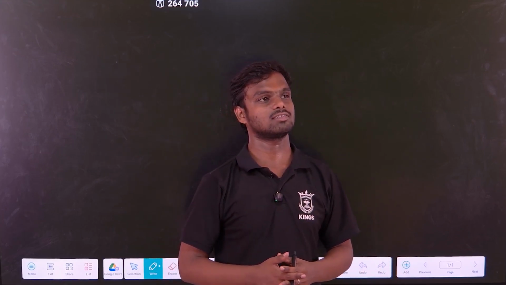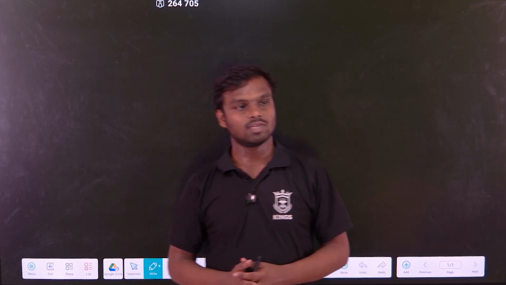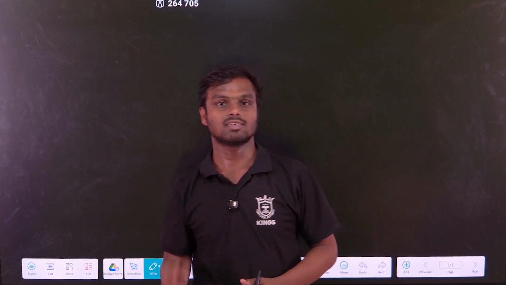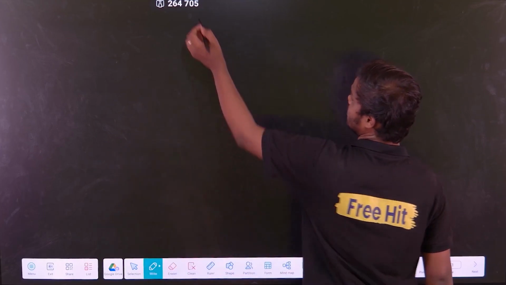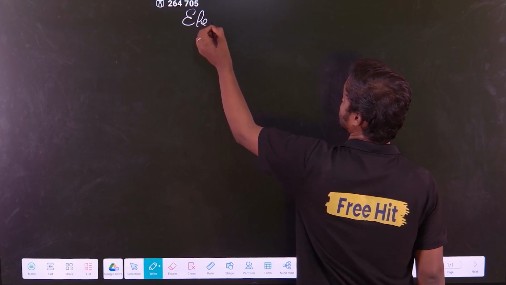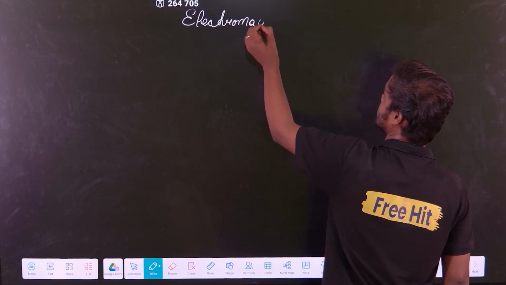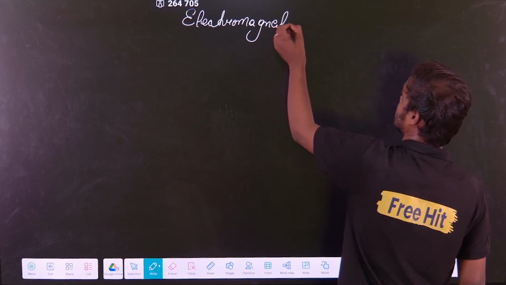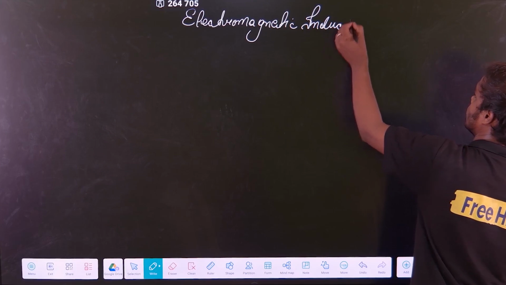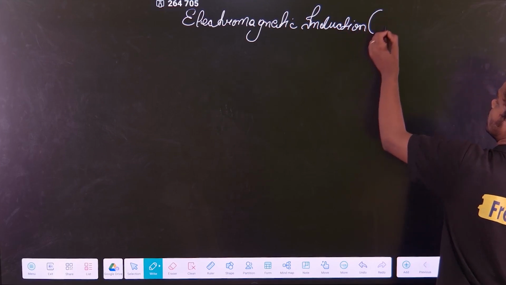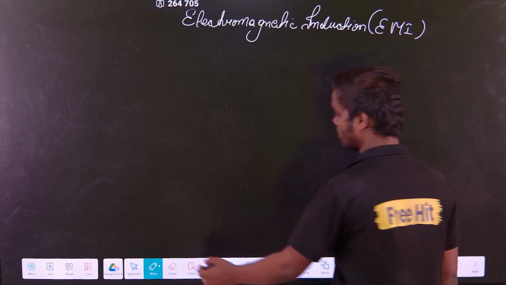In the last session, I hope you have completed the magnetism part completely. Now we are going to start a new thing called electromagnetic induction, which is the second part of magnetism basically, but we will take it as a separate chapter. Electromagnetic induction is known as EMI. Most of you know it as EMI. This is our new chapter.